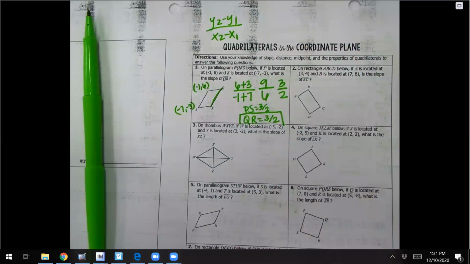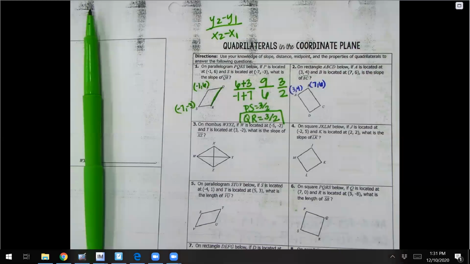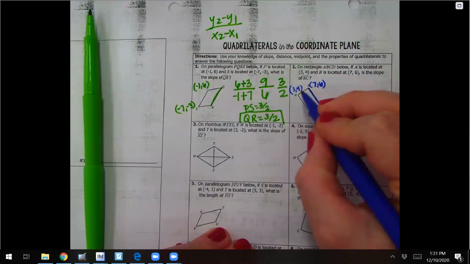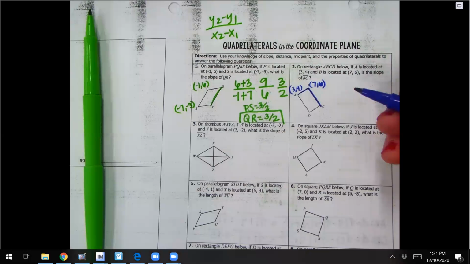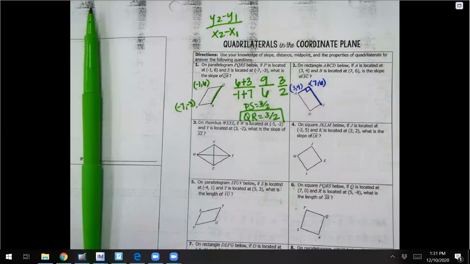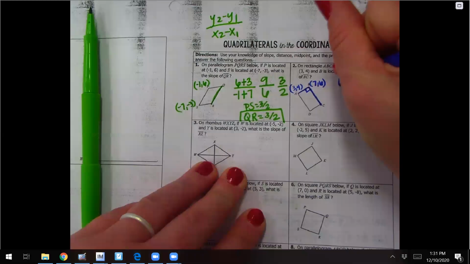Okay, what is the slope of BC? What's the relationship between AB and BC? How do you know that they're perpendicular? Okay, this is a 90-degree angle. Because it's a 90 angle, that is perpendicular. So we identify the slope. So 6 minus 4, 7 minus 3, 2 over 4, which simplifies to 1/2. So the slope of AB is 1/2.